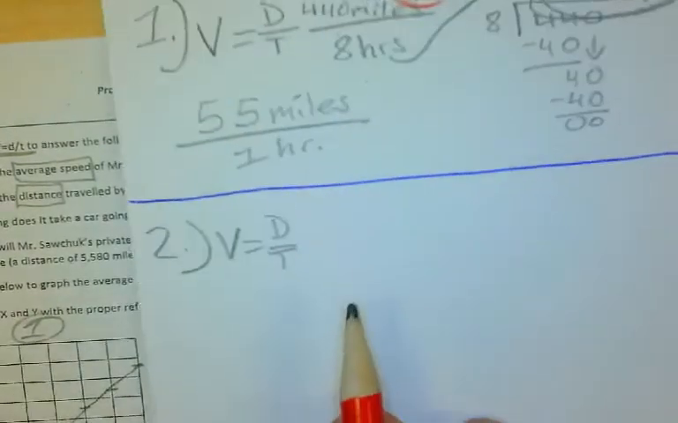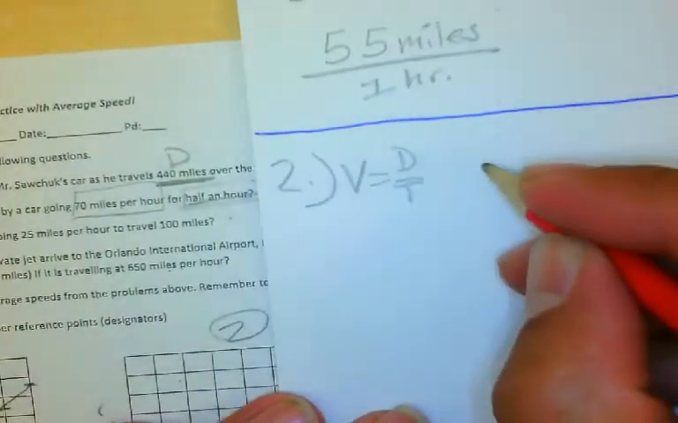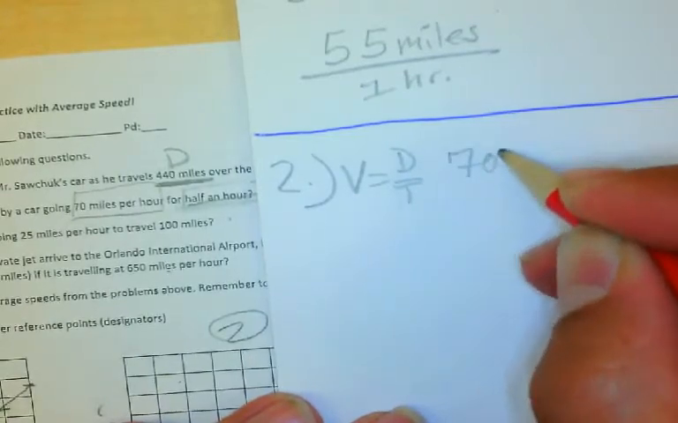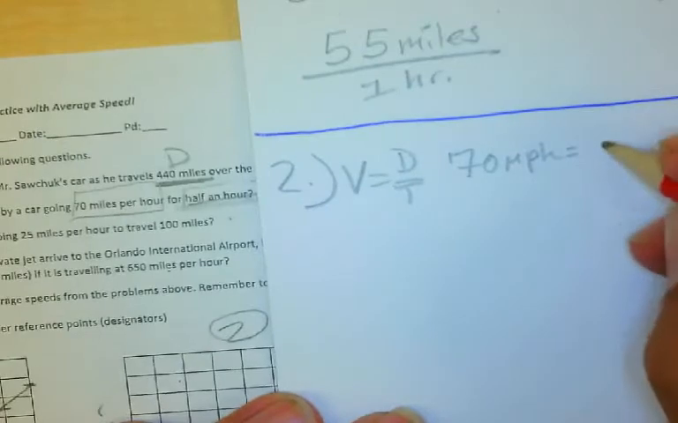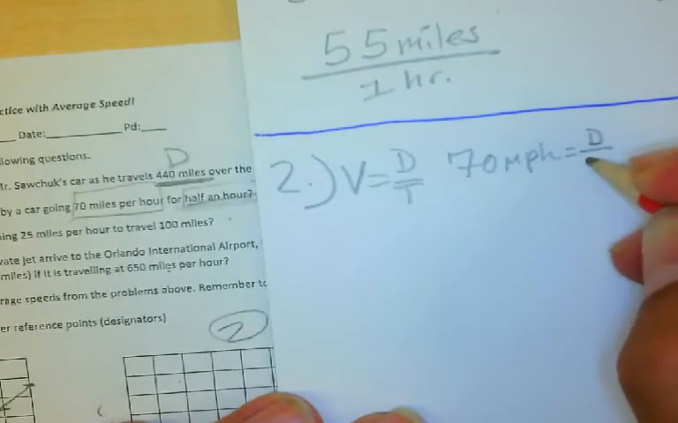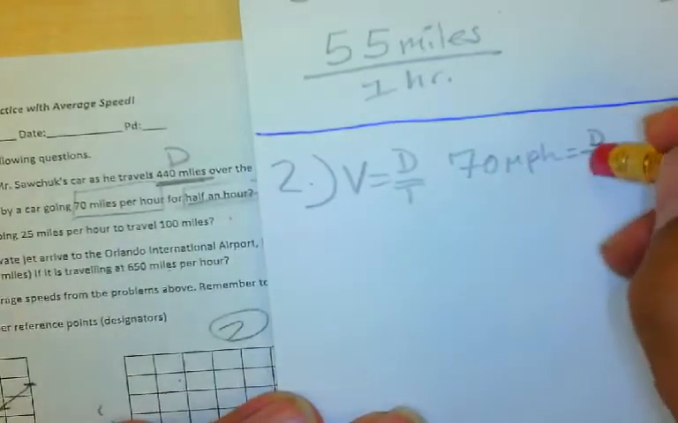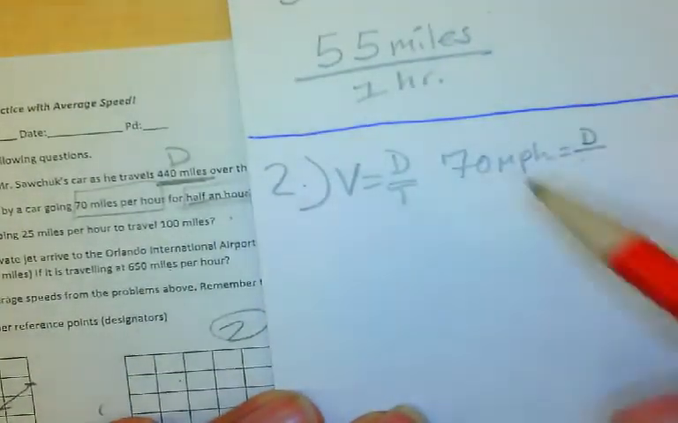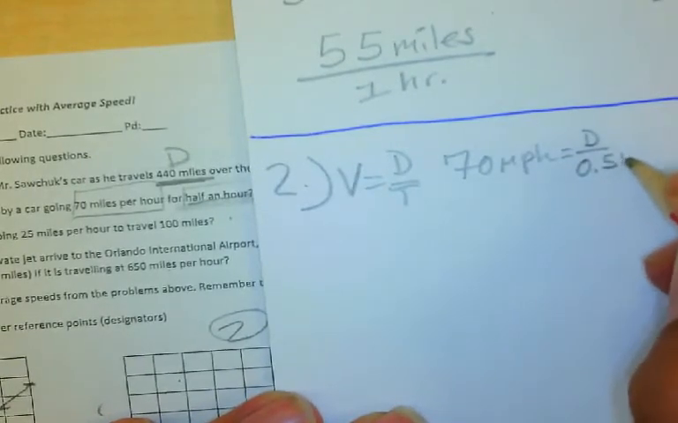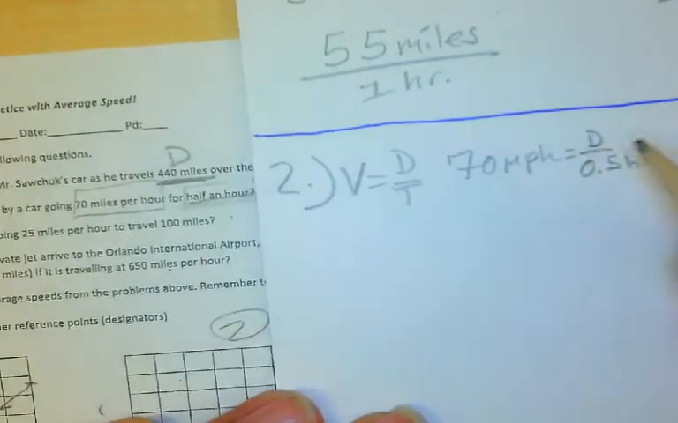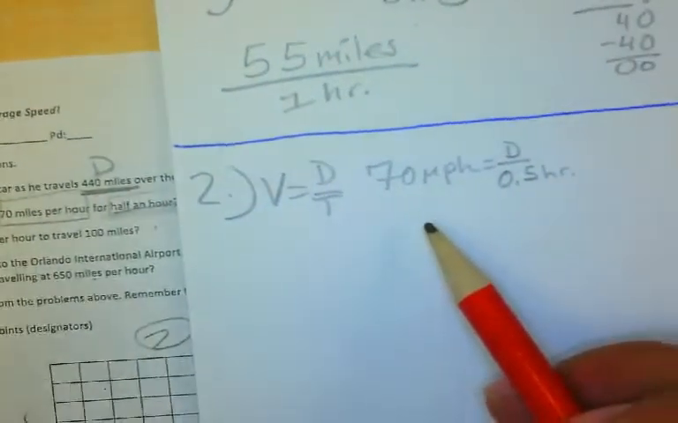Okay. I've got 70 miles per hour equals d over t. Well, I know that my time is going to be 0.5, or 1/2, of 1 hour. 0.5 hours right there.